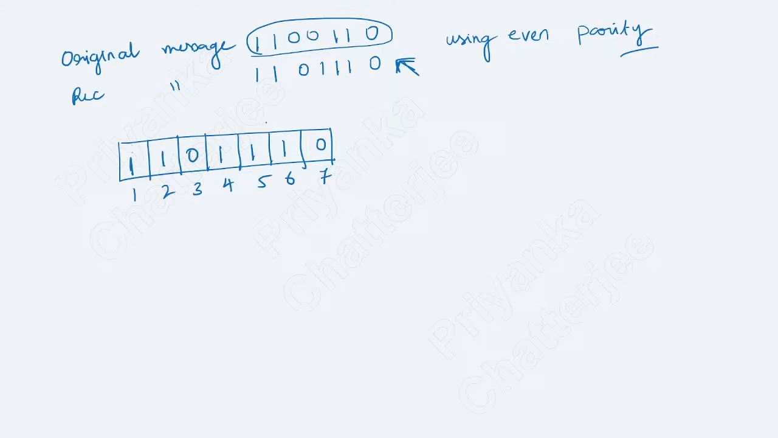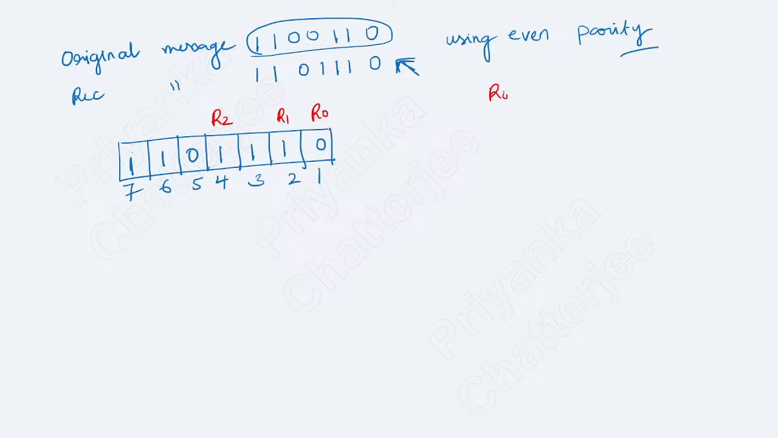Now error detection. First of all you have to detect: is there any error or not? How to detect the error? Sorry, I gave the wrong way. This will be 1 2 3 4 5 6 7 in the opposite direction. Now my redundant bit positions are fixed: this is my R0 position, this is my R1 position, and this is my R2 position.